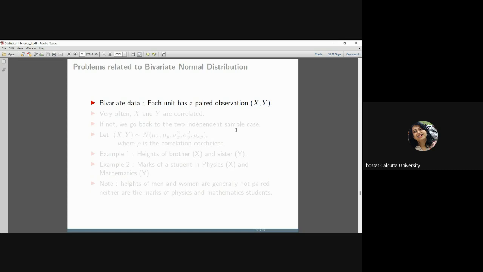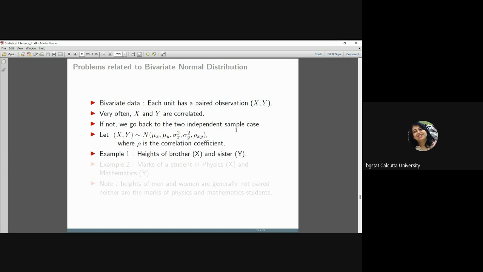Now contrast this with another kind of two-sample problem, except that your data now comes in pairs. So here are some examples. The first example is the height of brother and sister. In the previous two-sample problem, we assumed x and y were completely unrelated. Now you can assume that there might be genetic factors which make the heights of brothers and sisters similar. So in this case, people expect x and y to be correlated.